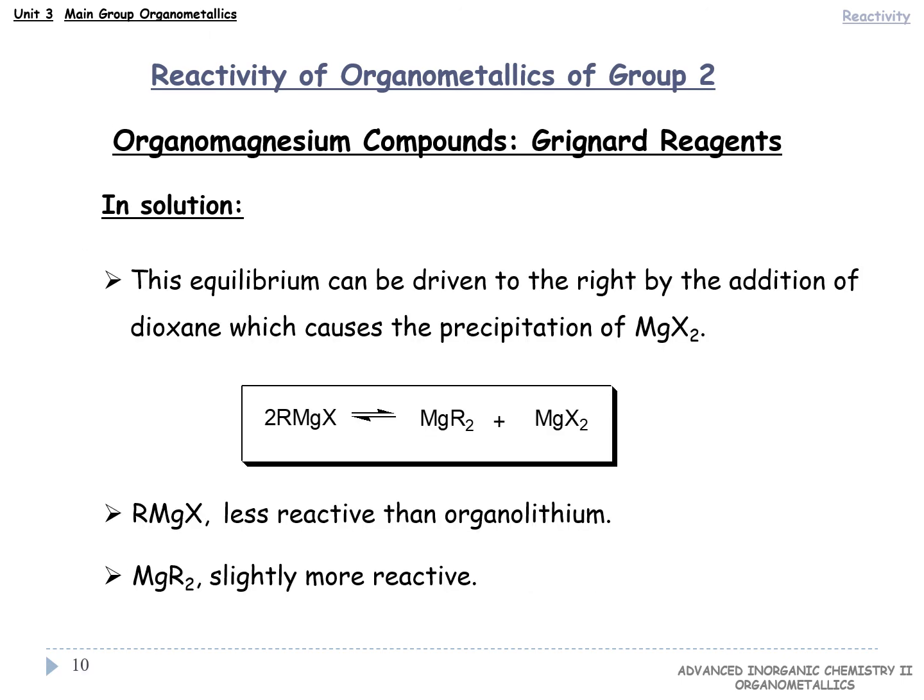For example, this equilibrium can be driven to the right by the addition of dioxane, which causes the precipitation of the magnesium halide. In this case, the solution can then be filtered off and will contain only the diorganomagnesium.